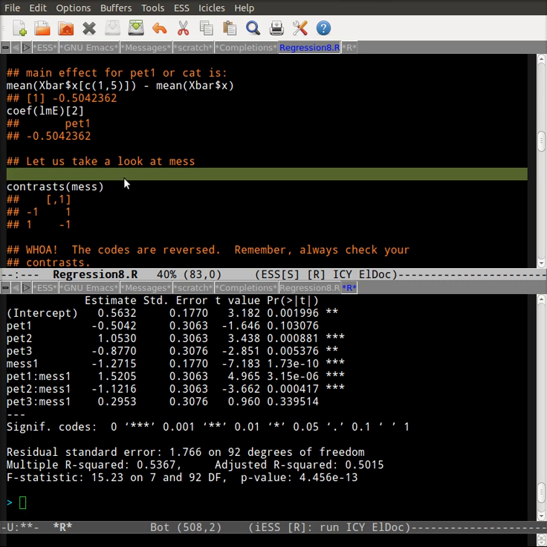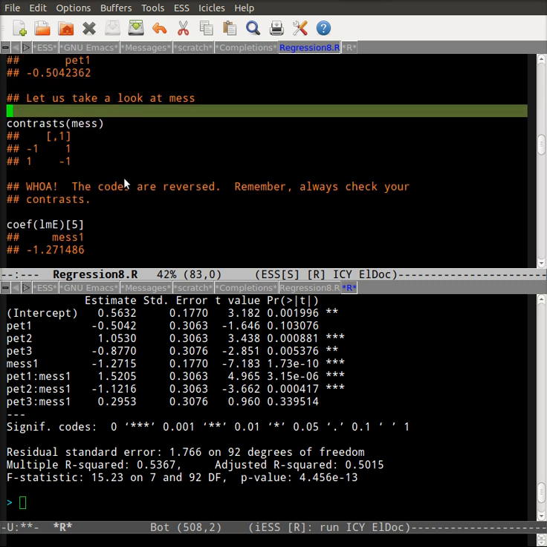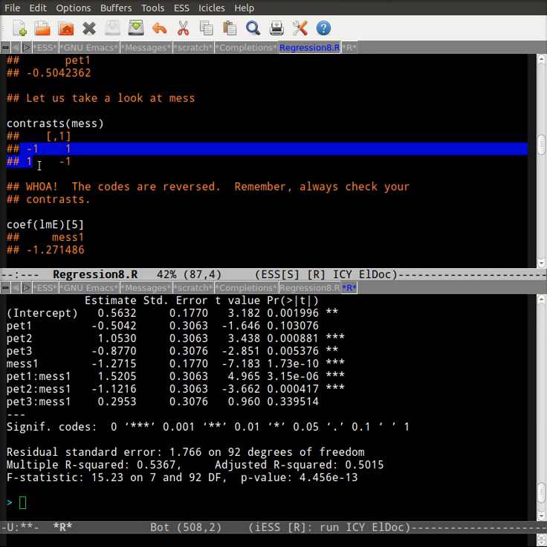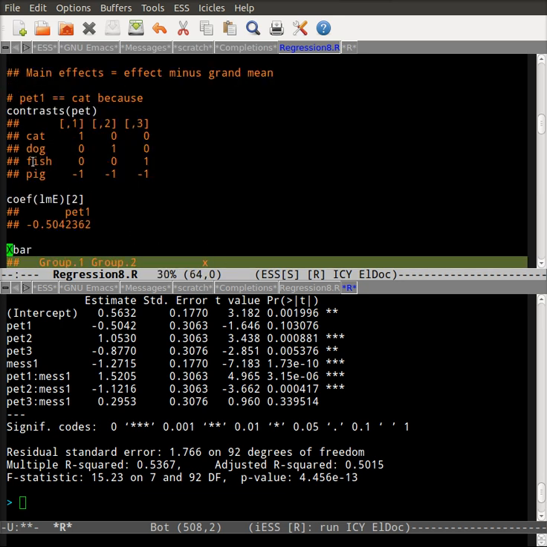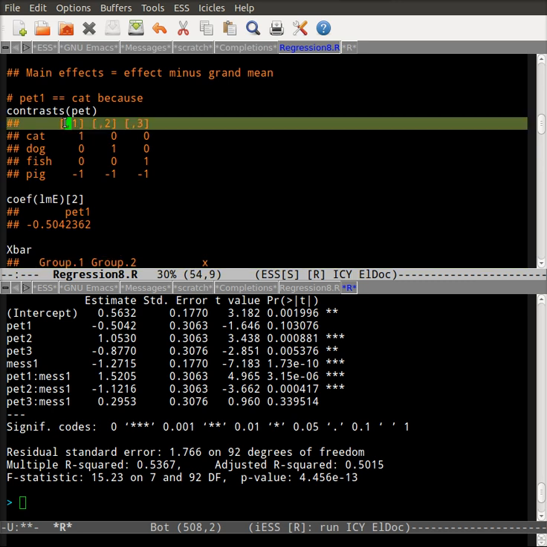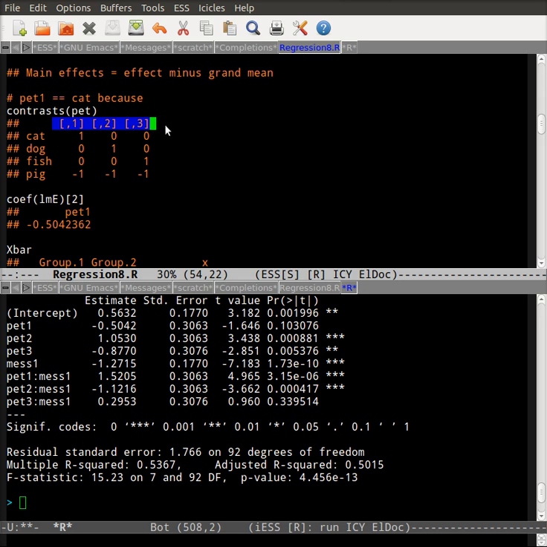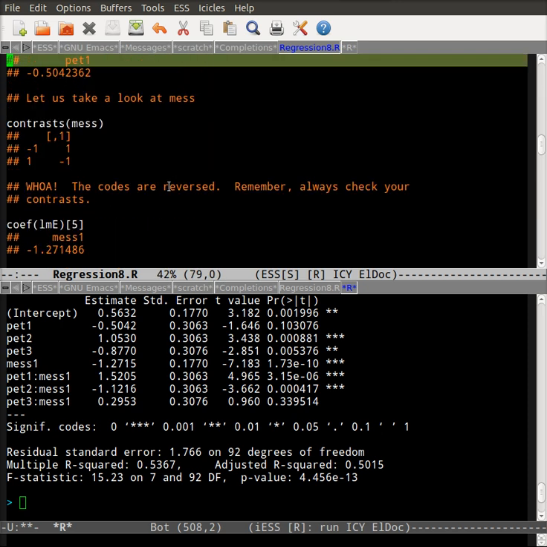So let's take a look at mess. Let's change our predictor, and you'll notice here that this is the way it was originally coded. That's this column right here. So the rows are labeled as -1 and 1. That's the original coding, just like this. These are the original codes: cat, dog, fish, pig. And up here, these are just how they're represented. So 1, 2, and 3 for my effects codes. And these are the actual effects codes that are used.